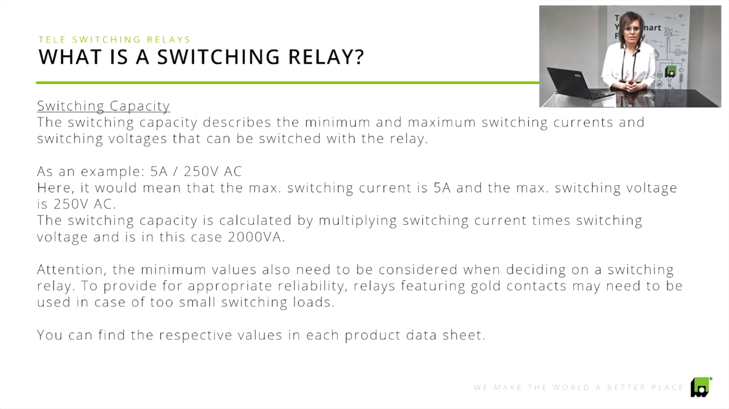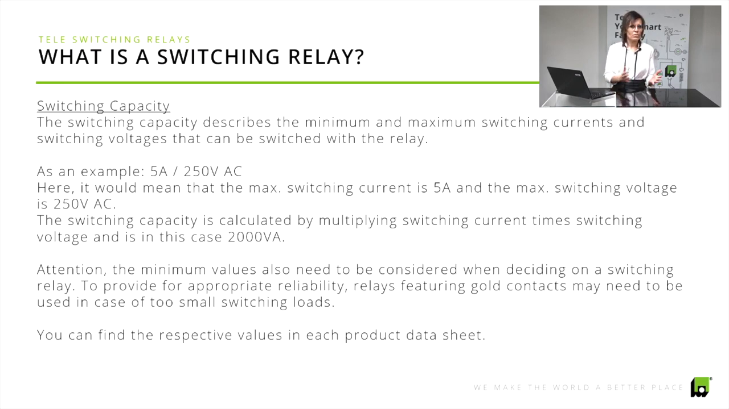The switching capacity. The switching capacity refers to the minimum and maximum switching currents and switching voltages that can be controlled by a relay. I have prepared a very short example because you will certainly have seen this before, maybe in a datasheet. My example is 5 amp 250 volt. In this case, it means that my maximum switching current is 5 amp and the maximum switching voltage is 250 volt AC.